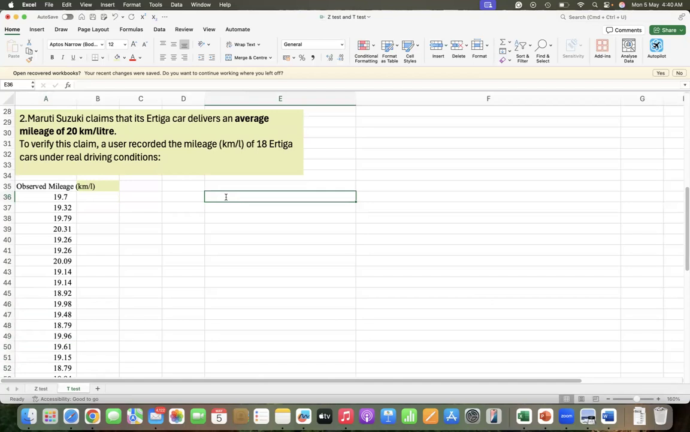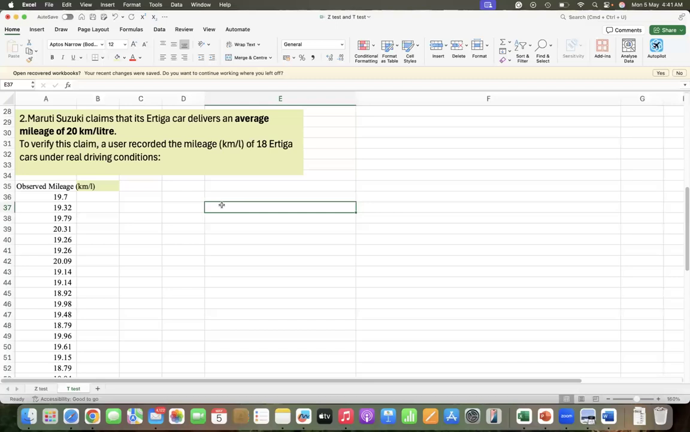So what is our null hypothesis? Our null hypothesis would be that mileage mu is equal to 20 kilometers per hour. And what will be the alternate hypothesis? Alternate hypothesis would be mileage is not equal to 20 kilometers per hour.